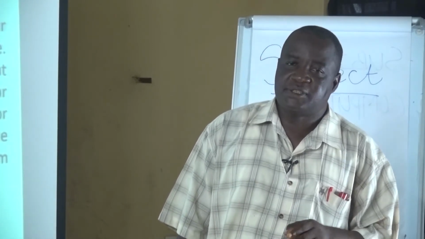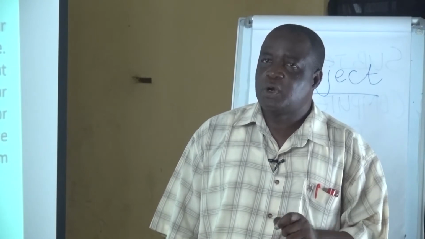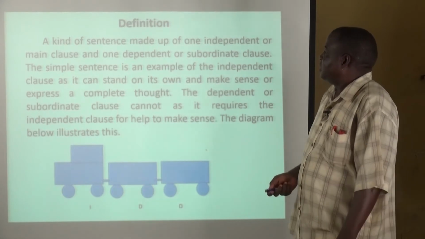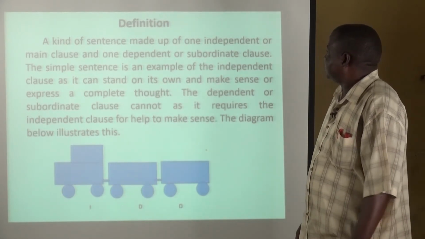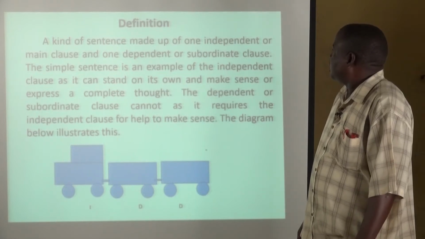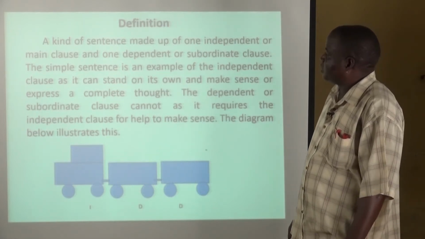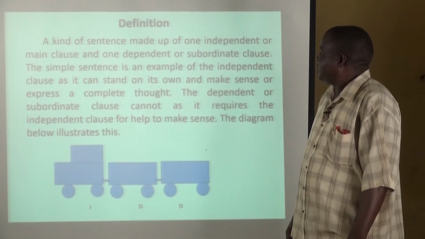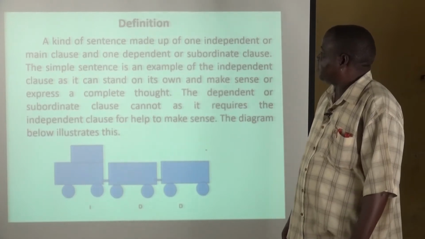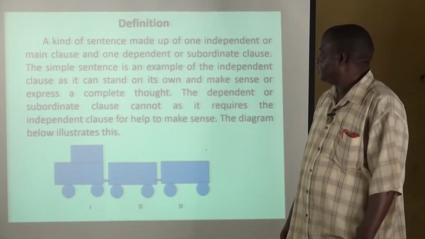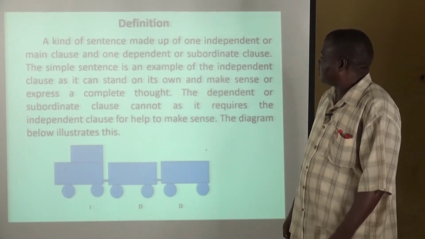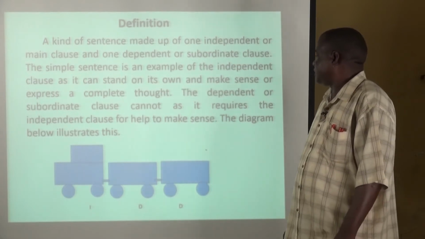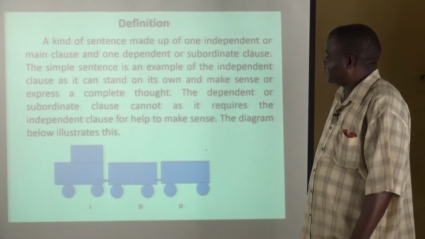Now we want to begin today's lesson by defining what we mean by complex sentence. From what we have on the slide here, we will define the complex sentence as a kind of sentence made up of one independent or main clause and one dependent or subordinate clause. The simple sentence is an example of the independent clause, as it can stand on its own and make sense or express a complete thought. The dependent or subordinate clause cannot, as it requires the independent clause for help to make sense. The diagram below will illustrate this.